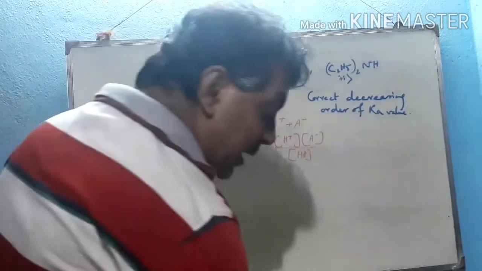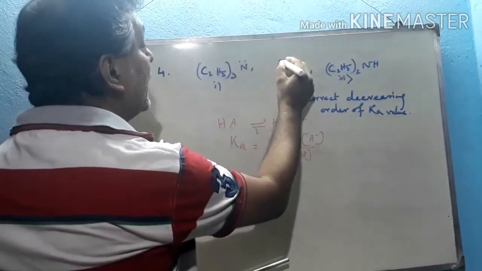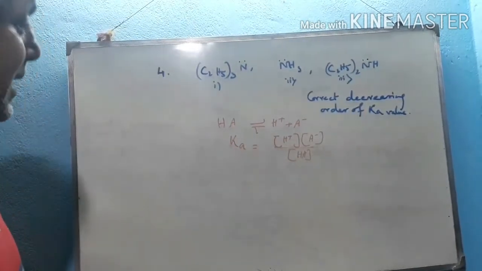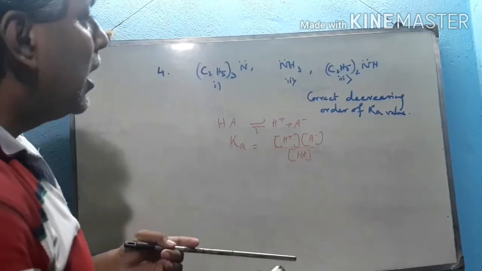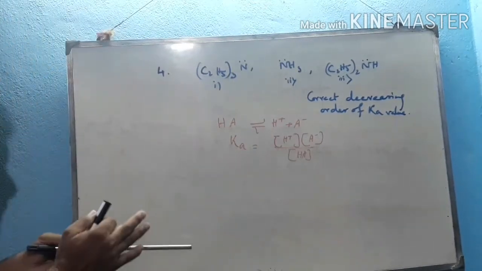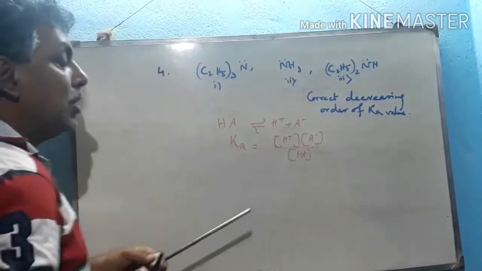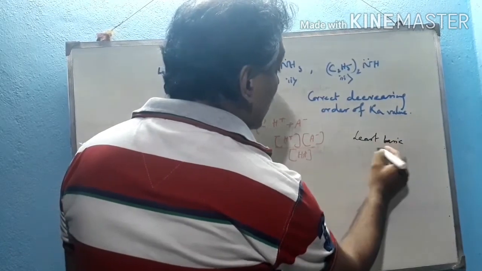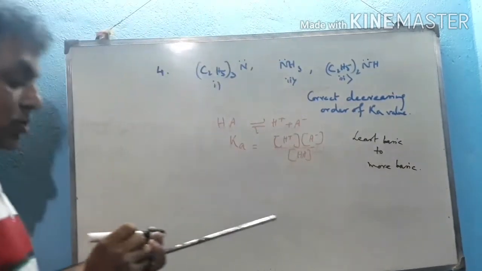But all these are bases, because all of these contain a lone pair over the nitrogen atom, so they act as Lewis bases. So the higher the Ka value, the higher the acid strength. So in decreasing order of Ka, first will be the most acidic, that means the least basic. So we have to arrange from least basic to more basic. Now first, which one is the least basic?